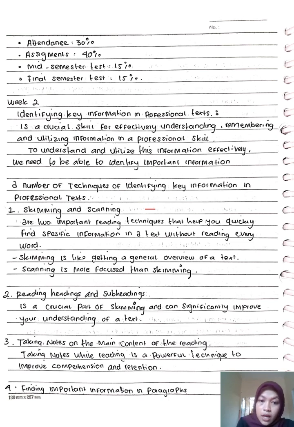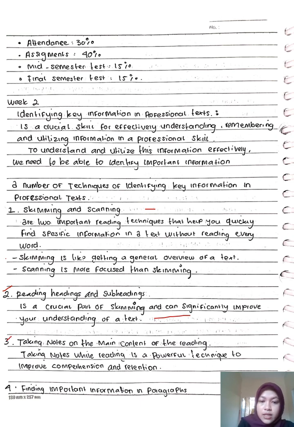One is skimming and scanning. These are two important reading techniques that help you quickly find specific information in a text without reading every word. Skimming is like getting a general overview of a text, and scanning is more focused than skimming. Number 2 is reading headings and subheadings. It is a crucial part of skimming and can significantly improve your understanding of a text.